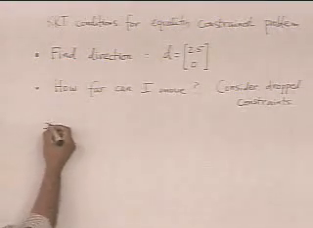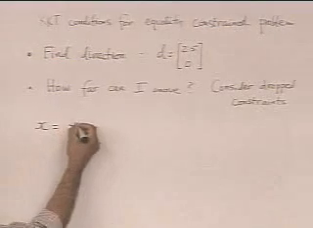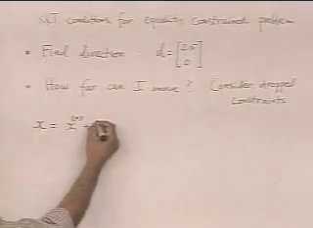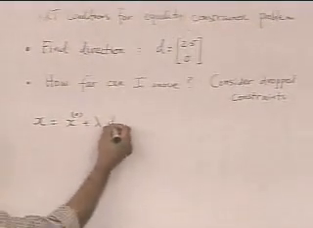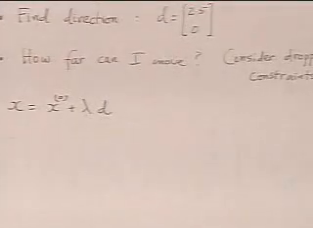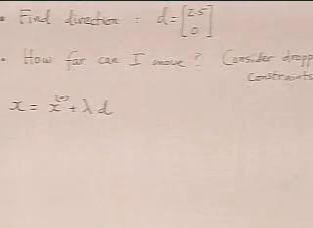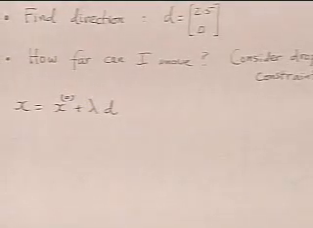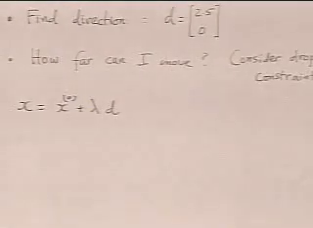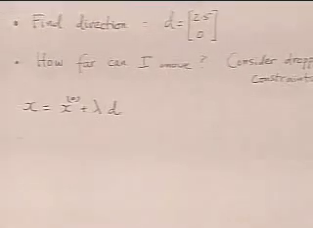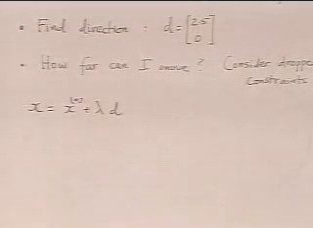So I'm going to consider the point x to be x0, the current point, plus some multiplier lambda times the direction d. So I'm going to move in the direction d, but I don't know how far I'm going to move. And the lambda is determined by looking at all the other constraints that were dropped and finding the maximum lambda that is allowable. So let's check the first one.